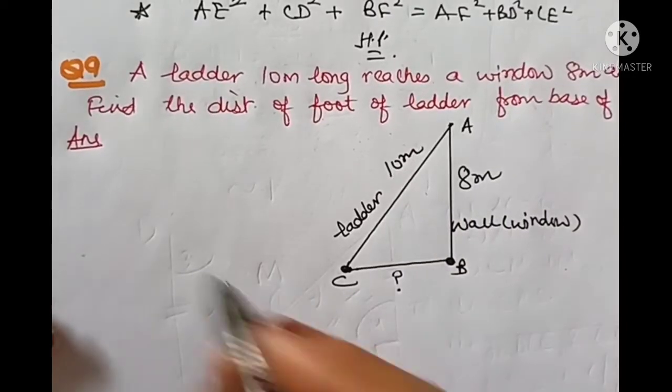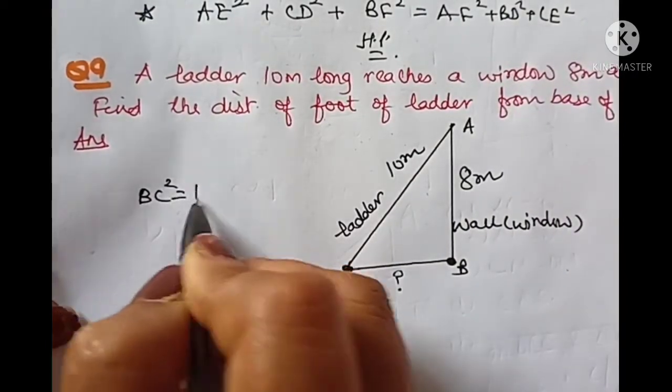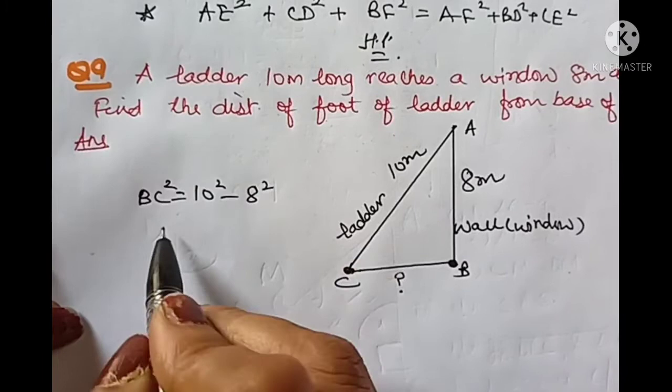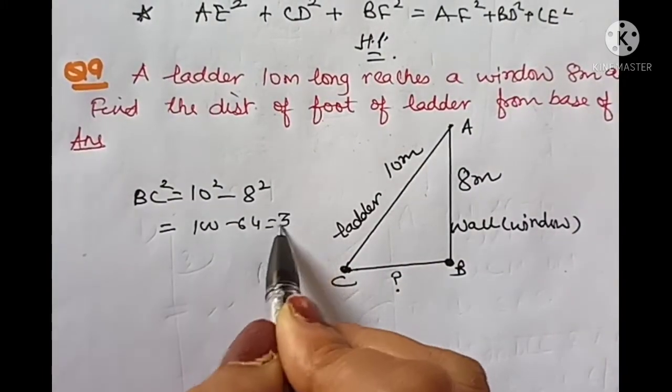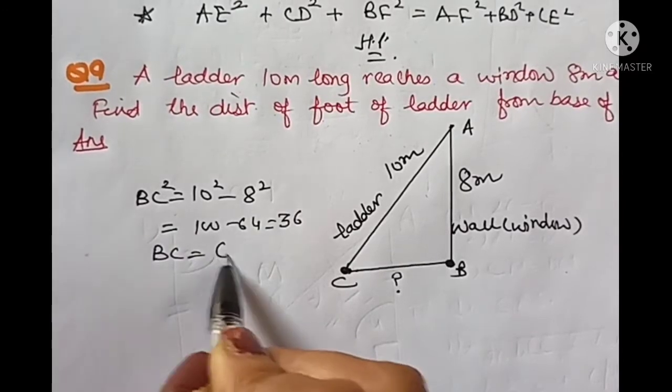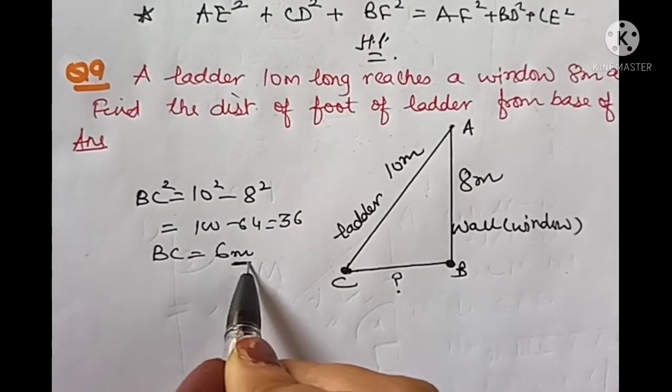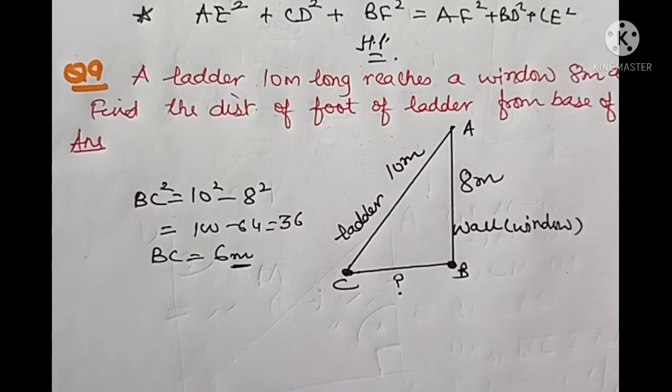Clearly you have to apply Pythagoras theorem. So BC square is equal to 10 square minus 8 square. And this should not be difficult for you, which gives you 100 minus 64, that is 36. So BC comes out to be 6 meters. Do not forget to write the units, as it might lead to deduction of half mark in any subjective exam.